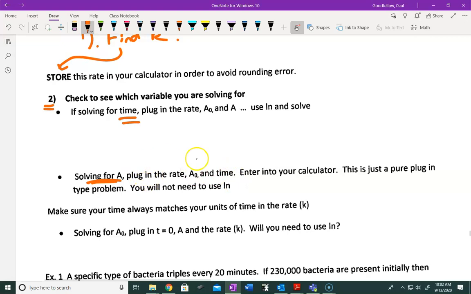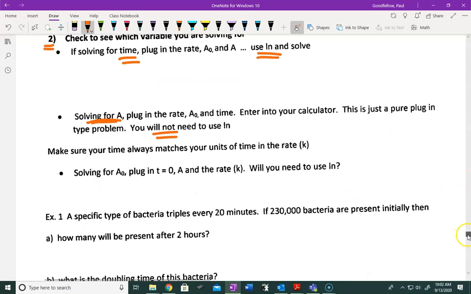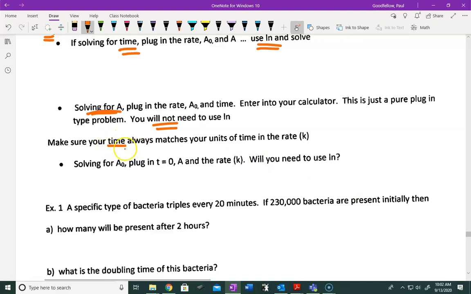Be aware, one uses ln quite often, the other one does not. Mostly this is a plug and chug kind. If you're solving for time, you're trying to get that variable to come down from upstairs, and in doing so, you're going to end up having to use the ln. Make sure your time always matches your units of time when it comes to your rate. So if your rate is in hours, make sure that you're talking about your time in hours, okay? It's a very important thing that the rate time and the time you're actually outputting do specifically match.